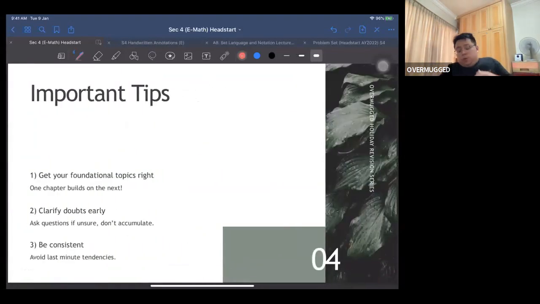Now, some important tips. I think this one is self-explanatory. You need to get your foundations right. For the whole of your Sec 3 level, you need to really gear down and get them well, because you do not have the time to go back and relearn those topics again. You need to focus on your other topics and your other subjects.